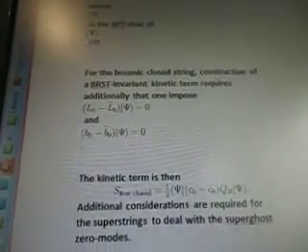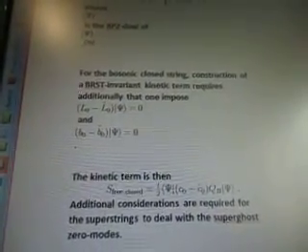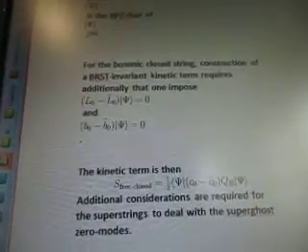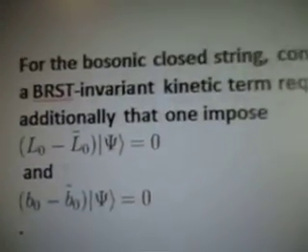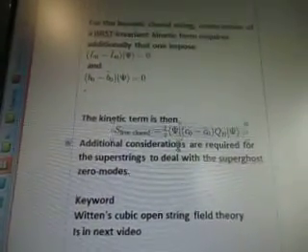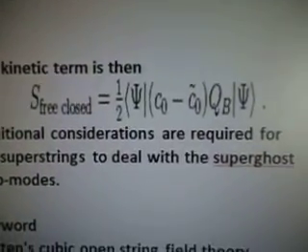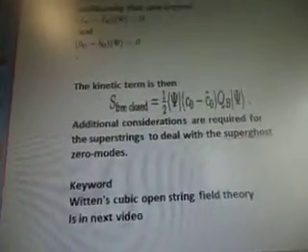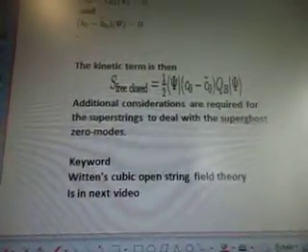For the bosonic closed string, construction of BRST-invariant kinetic term requires additionally that one impose those equations, and the kinetic term is then, hold on, make it a little bigger, free closed, blah blah blah. There's the equations. I don't know what that stuff means. Additional considerations are required for superstrings to deal with the superghost zero modes.